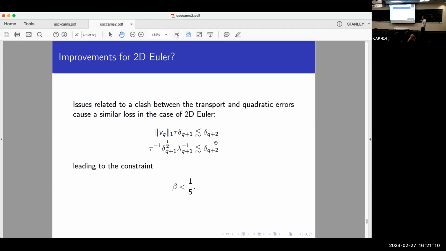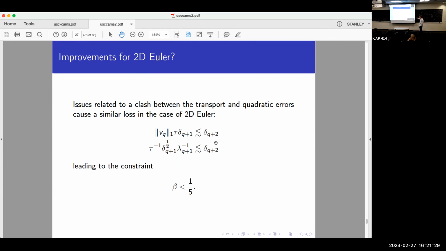Let me mention the similar improvement works for 2D Euler, where I said before, the scheme as it's presented here only works up to 1/5. I won't go into the details why. It involves sort of a technical clash between ways that you deal with the transport error and ways that you deal with the quadratic error.